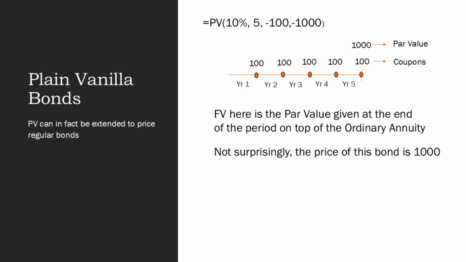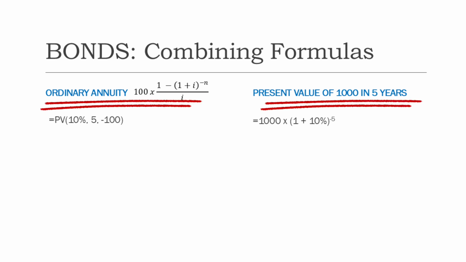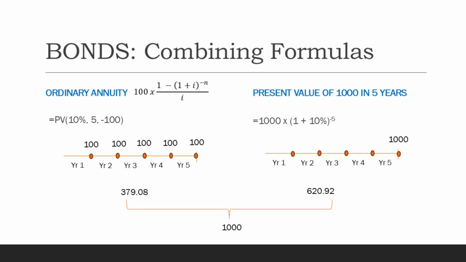Cool, isn't it? So essentially, you can consider a bond as nothing more but an ordinary annuity plus a lump sum payment at the end of the period. And therefore, this gives us another approach at computing the price of bonds with annual cash flows.